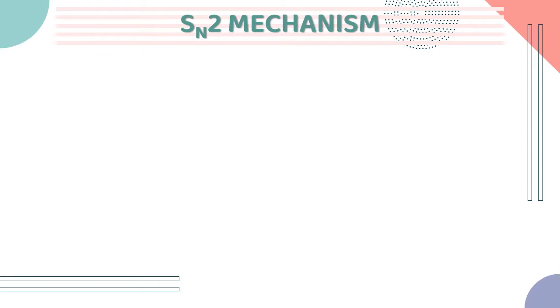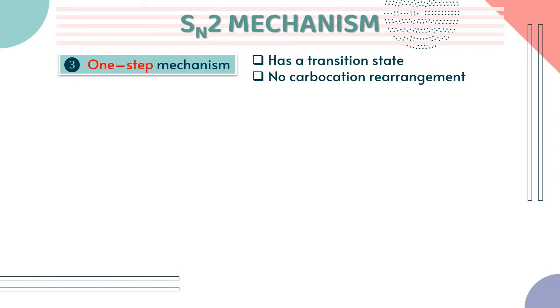So this SN2 mechanism is a one-step mechanism. What does one-step mechanism mean here? When you are writing down the reaction, you will write it down as one reaction. We will not put step 1, step 2, step 3. It will be a continuous reaction. In this one-step mechanism, there will be a transition state and there will be no carbocation rearrangement.